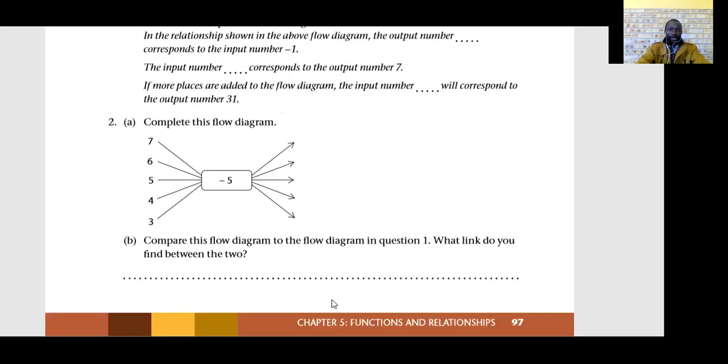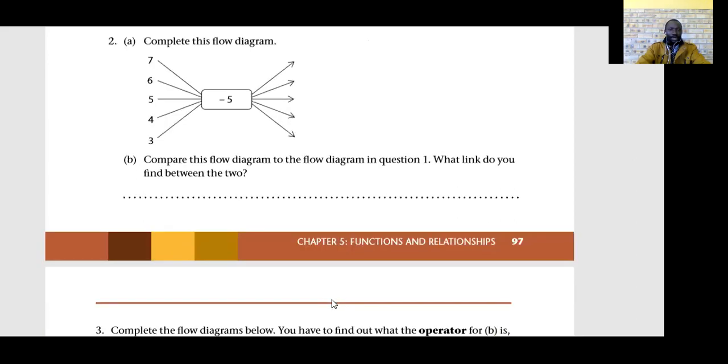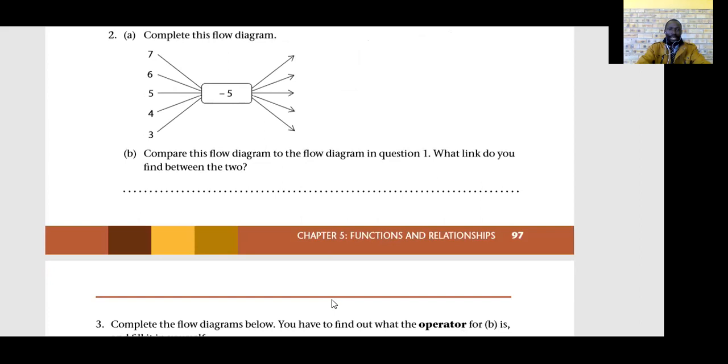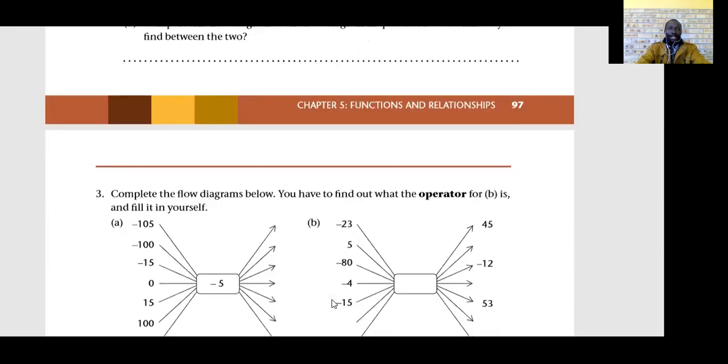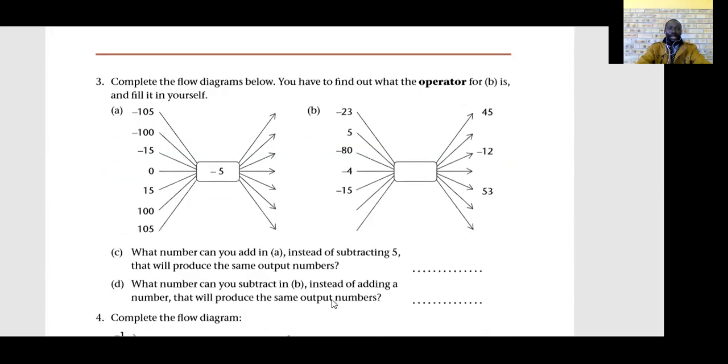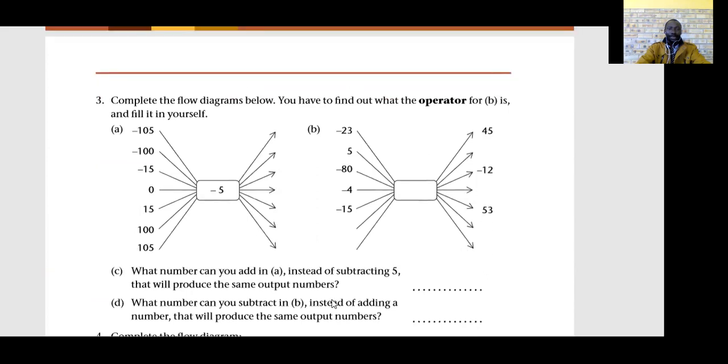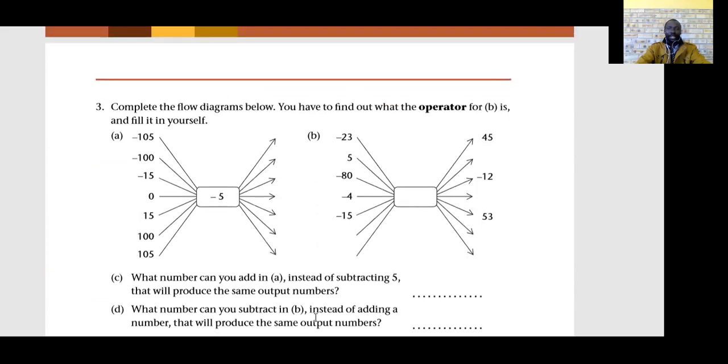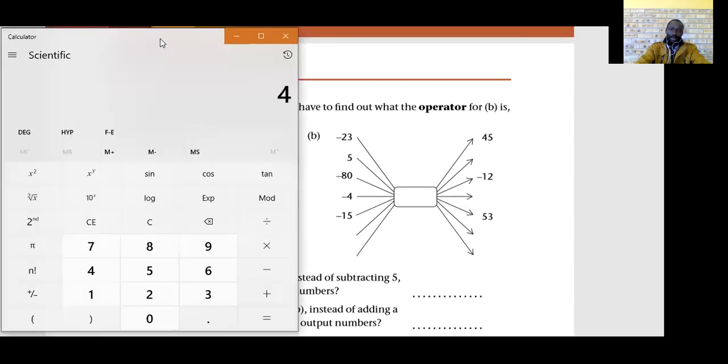Well, let me check if question C is there. No, question C is not there. Then maybe question 3. Question 3, let's put 3 to be the last number for you to try. So please go ahead and try question 3. The operator for question 3 part A is -5. That means you put -5 after -100. So you'll be having -100 minus 5, you write it here.